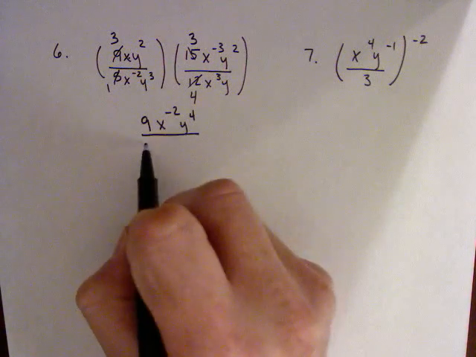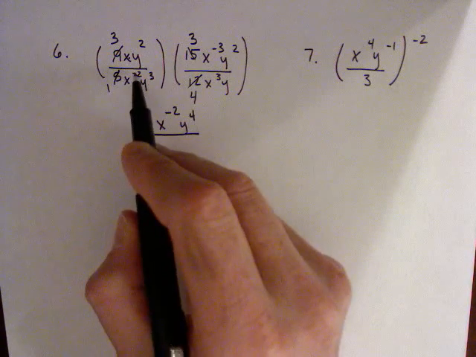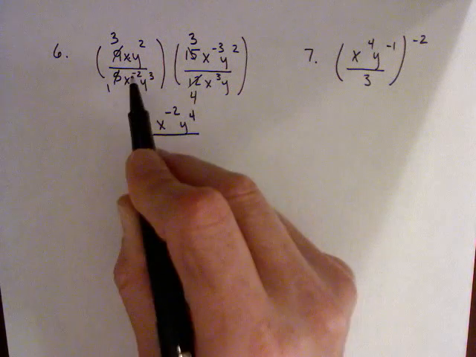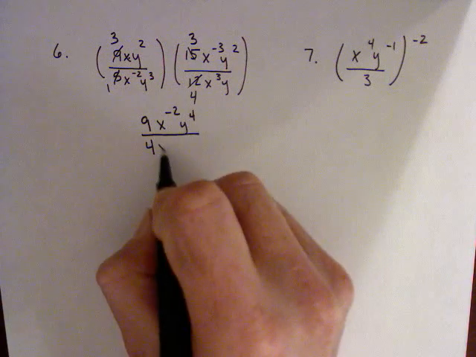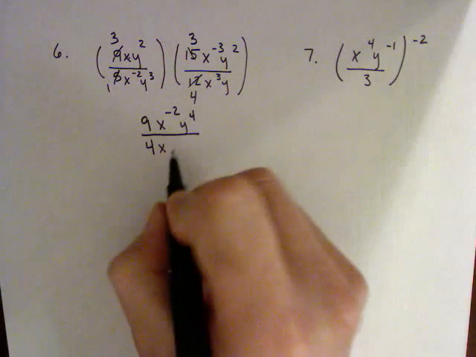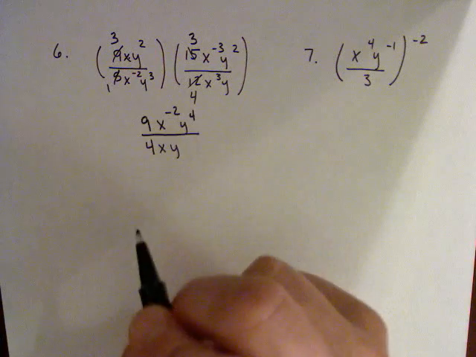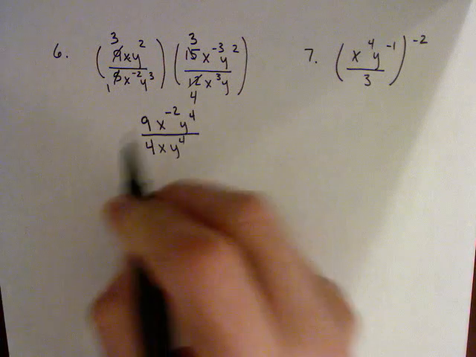Over 1 times 4, which is 4. X to the negative second times x to the third, adding negative 2 and 3 results in an x to the first, and then y to the third times y is y to the fourth.